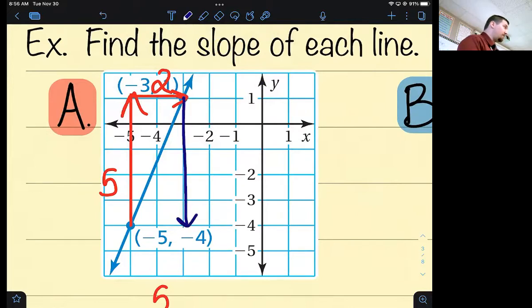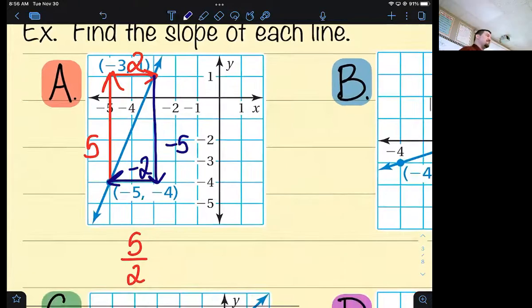How do I write that? -5. And you would be traveling left 2. How do I write that? And what's 2 negatives make? Yep, -5 over -2 would still reduce to 5/2. You'd still, well, reducing by taking away the negatives. 2 negatives make a positive.